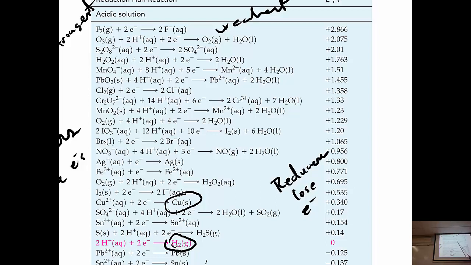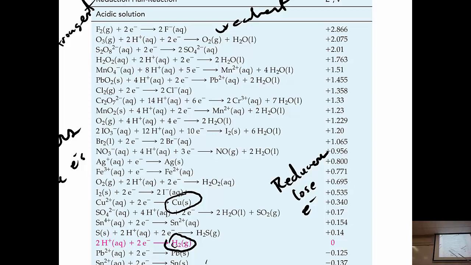But as I go down the chart, I see I have another water here. And this one needs nothing. So I have two waters. I have a water plus 1.763, and I have a water plus 1.229. Which water should I use? And the answer is, you should use the strongest.